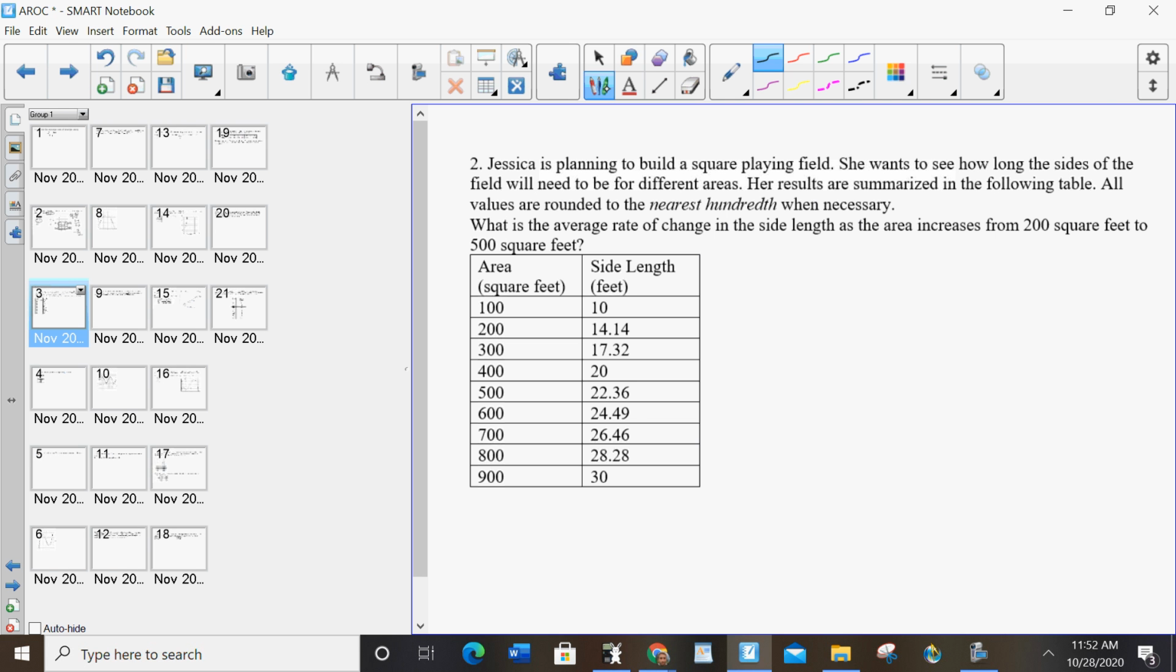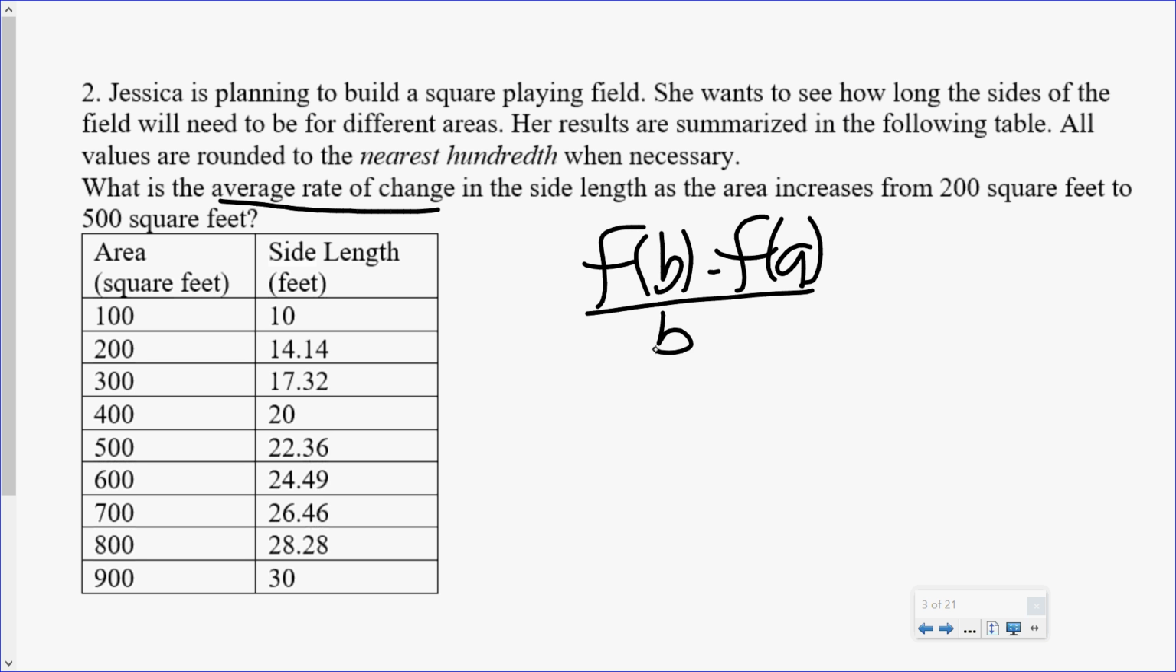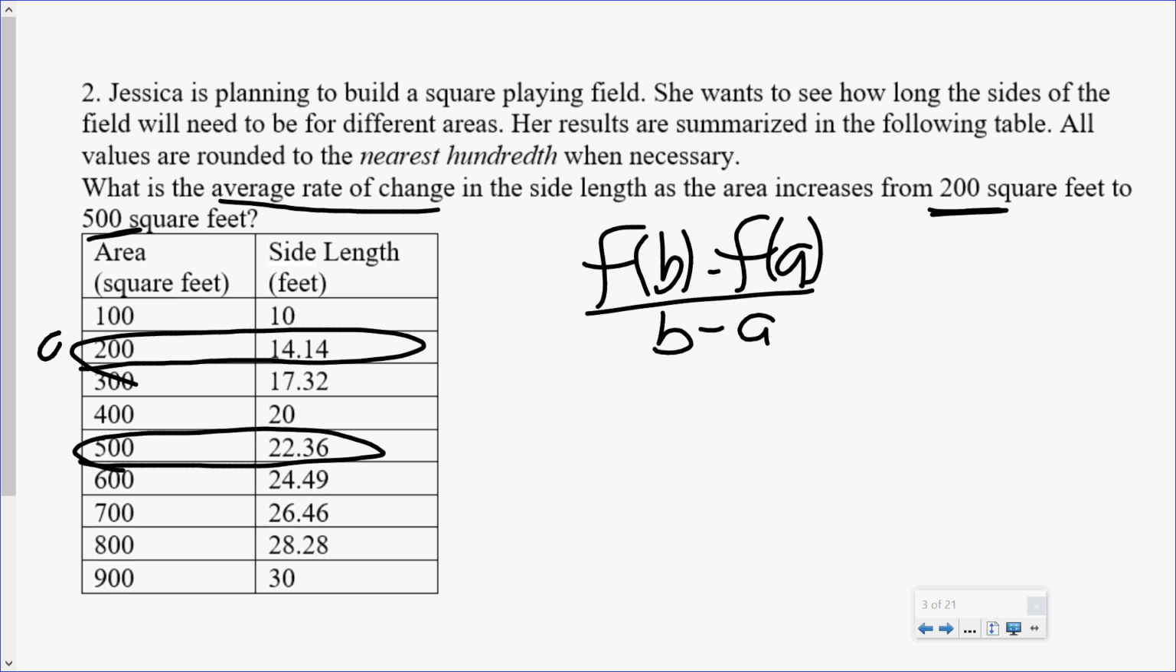Number 2, it's asking for the average rate of change, f of b minus f of a over b minus a. It has to give you a and b, 200 and 500. A and b are the x values. F of a and f of b are the y values. I want you to try it on your own.